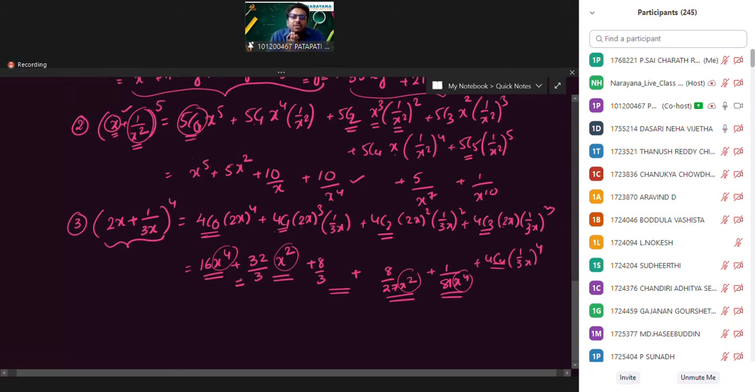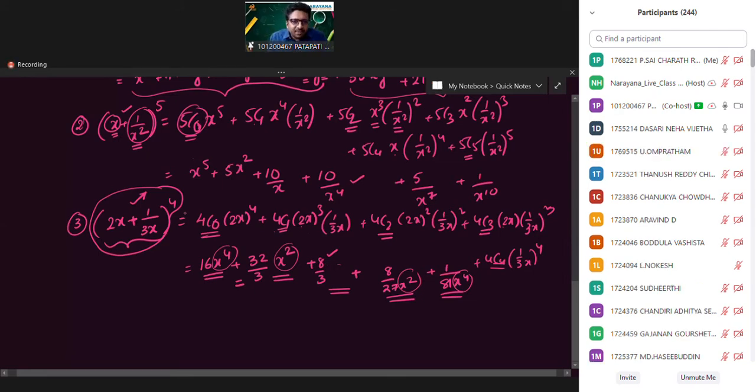See, if I ask you what is the coefficient of x cube in this expansion, the answer is 0. Do you understand? That means in the binomial expansion, if the x cube term did not come, the coefficient of x cube is 0. Yes, sir. Now, this 8 by 3 doesn't have any x here. What does it mean? This is a constant term in the expansion. This expansion has a constant term. Do you see? Yes, sir.